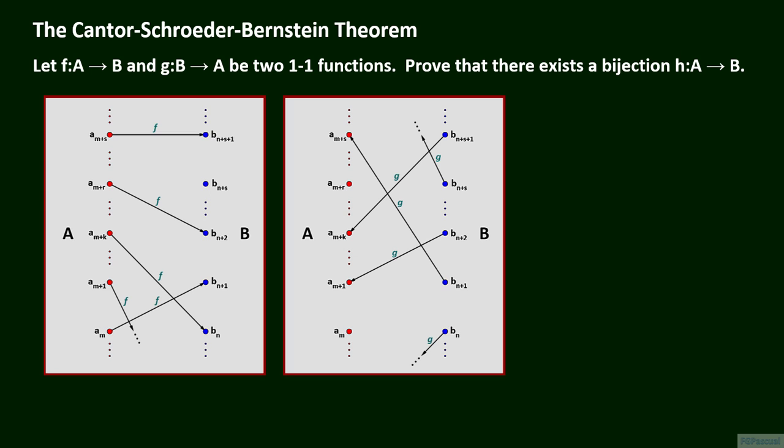The Cantor-Schroeder-Bernstein theorem states that there exists a bijection H from set A onto B. In other words, H is one-to-one from set A onto set B.